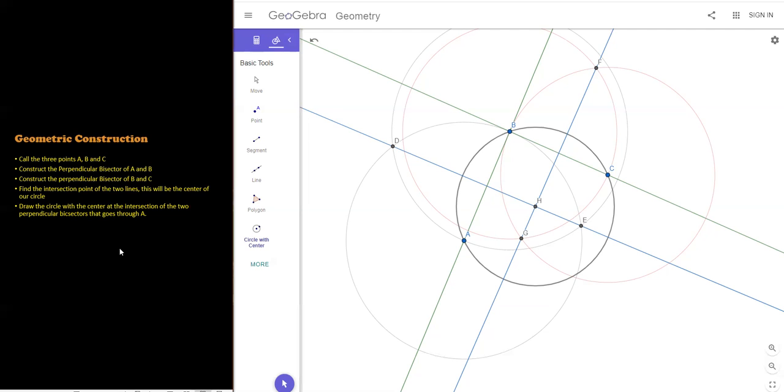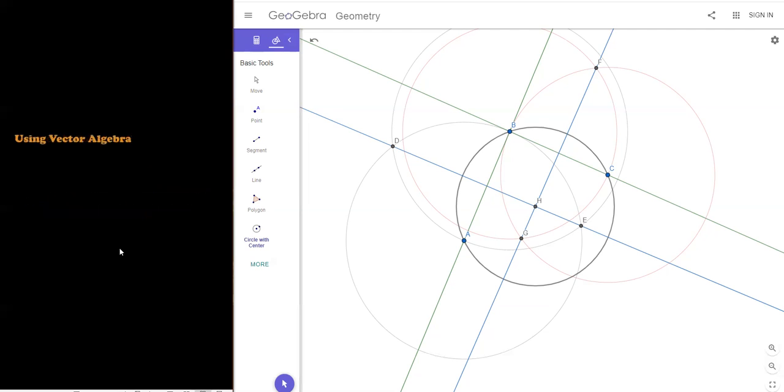Well, using vector algebra, we can solve this. So I'm going to move this stuff over to my OneNote.